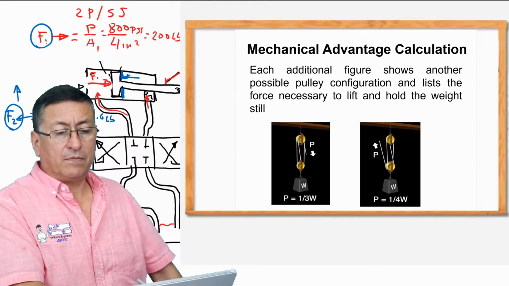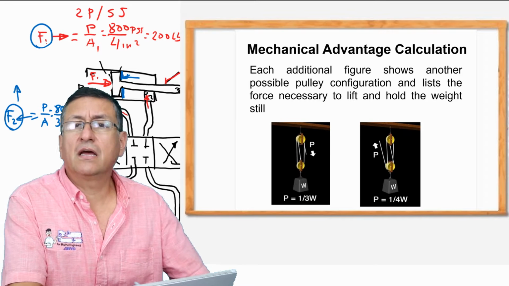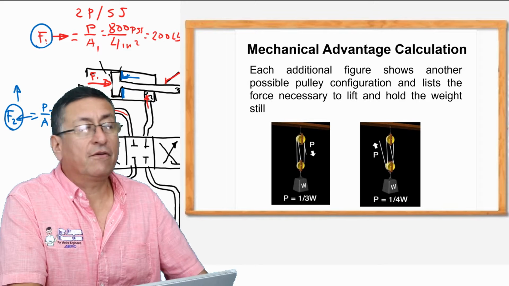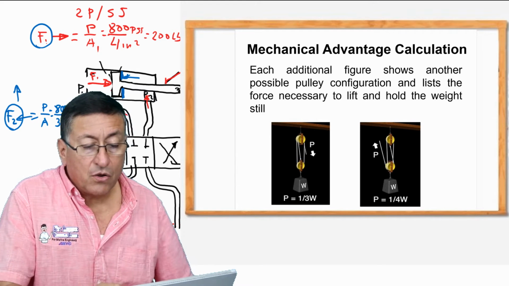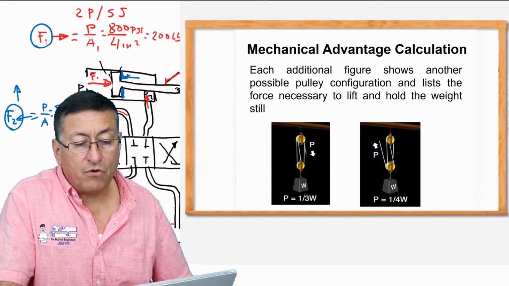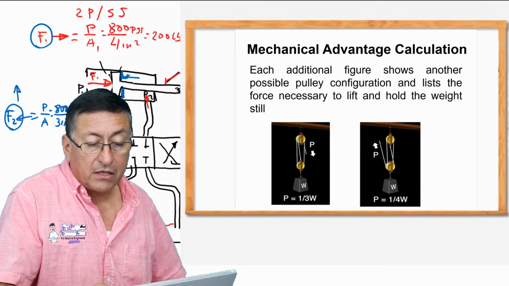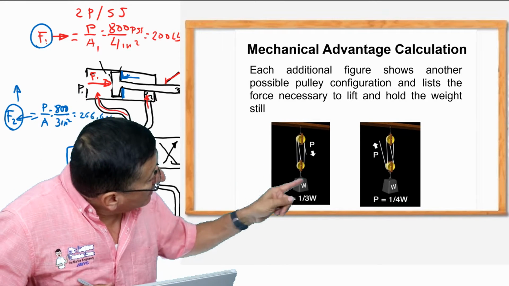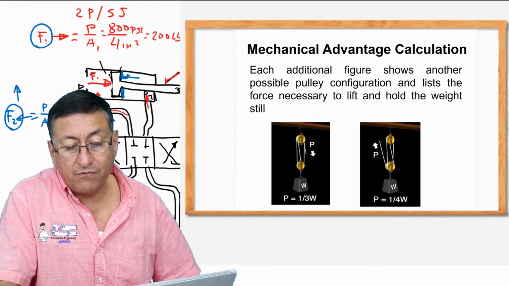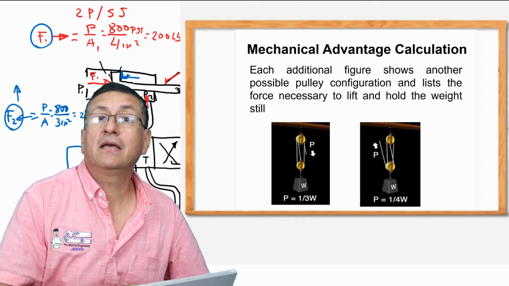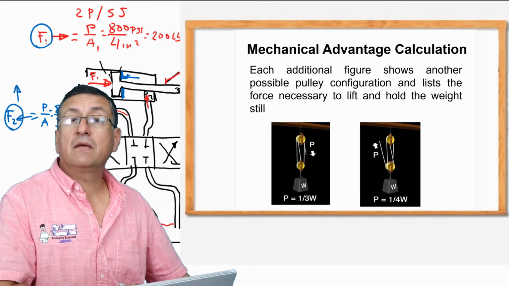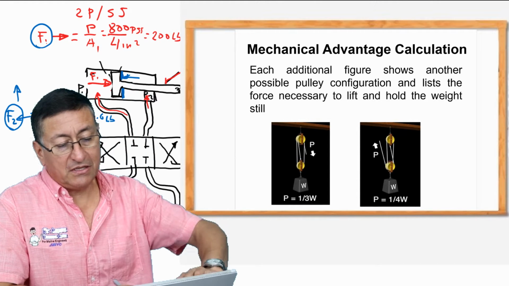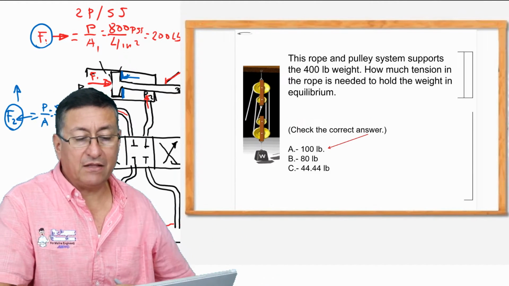Let me verify this one. Each additional figure shows another possibility of a pulley configuration. For example, in the first one, we have 1, 2, 3, and 4, but in this one, the force is going down. The mechanical advantage is 3. But in the second one, we have 1, 2, 3, 4, and the end is going up. In that case, the mechanical advantage is 4. Simple. This is the definition to calculate mechanical advantage.